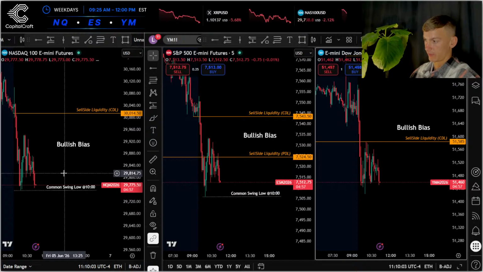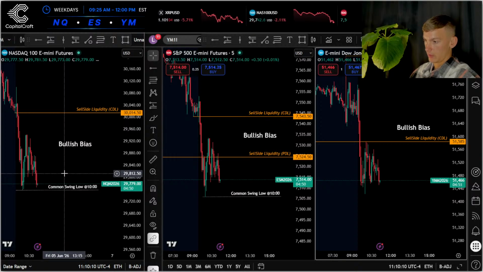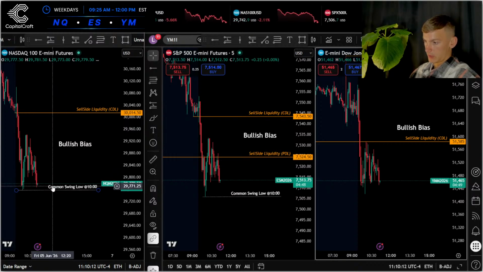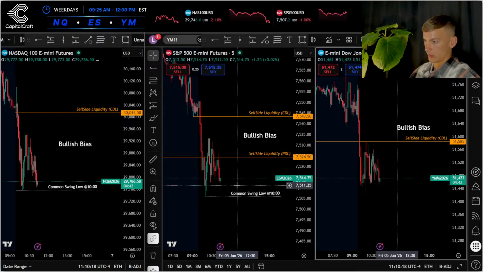That pretty much closed that 5-minute candle. We are looking good. Seem to be wanting to push lower on the Nasdaq, but I still need to see a body close below that. And the only thing that I don't want to see is the S&P doing the exact same thing.